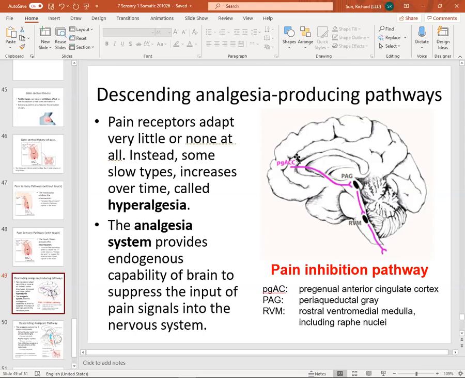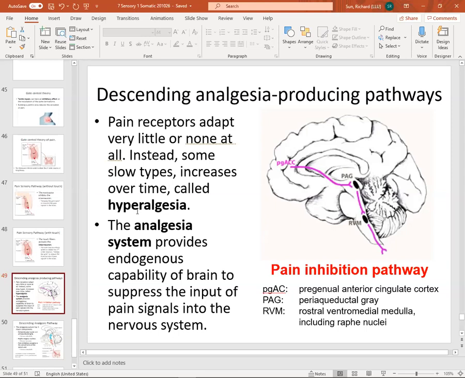the will of the person will be able to activate a descending analgesia pathway. The pain signal sometimes can be very painful. It can be over time. It can be even.